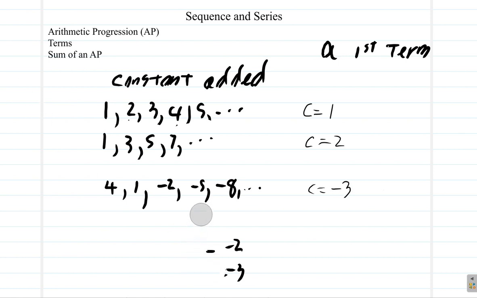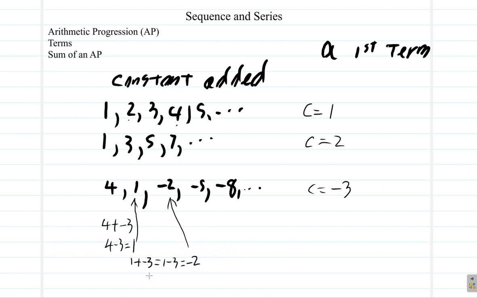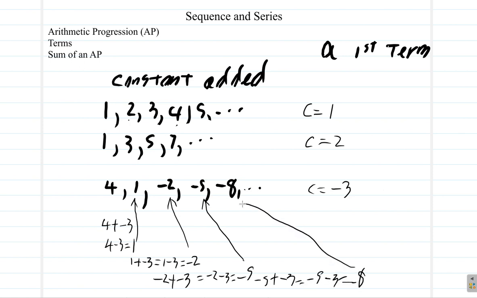Let us test it and see. 4 plus -3 should give you 1, right? This is the same as 4 minus 3 equal 1. Okay, it works so far, we get our 1. 1 plus -3 is 1 minus 3 is -2. Okay, seems to be working. -2 plus -3 is negative 2 minus 3, which is negative 5. Negative 5 plus negative 3 is same as negative 5 minus 3, which is negative 8. Alright. So there we have our constant.